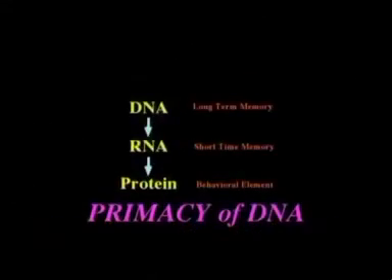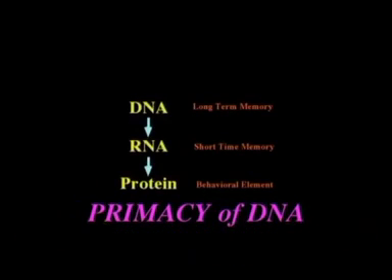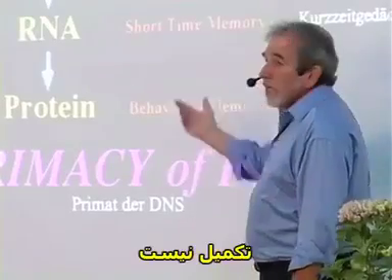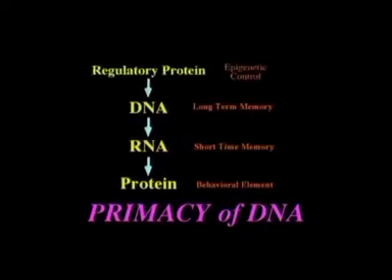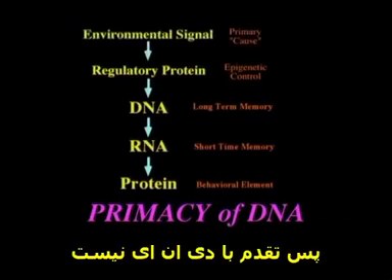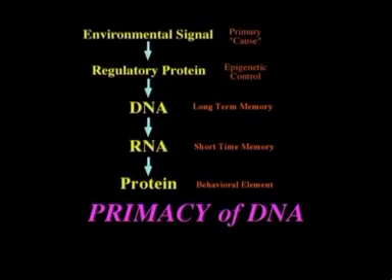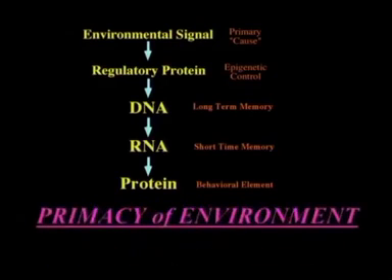So the central dogma, DNA, RNA, protein, the primacy of DNA, is not complete. Put in the protein for epigenetic control. But the protein is controlled by the signal, which comes from the environment. So it's not the primacy of DNA that's in the middle. It's the primacy of the environment.